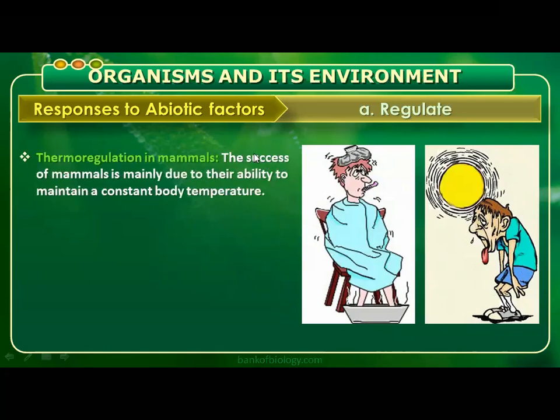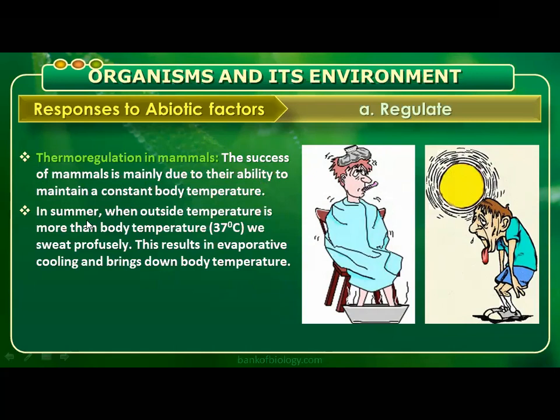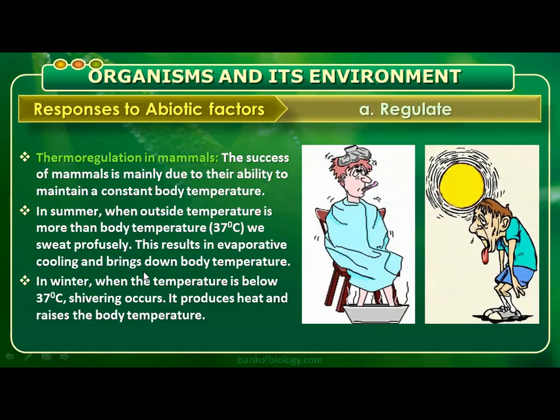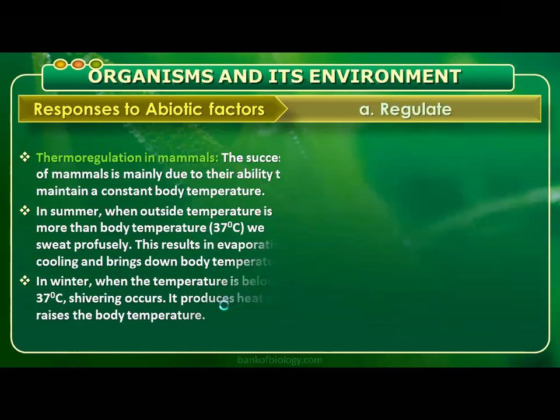Thermoregulation: the success of mammals is mainly due to their ability to maintain constant body temperature. In summer, when outside temperature is more than body temperature, we sweat. This results in evaporative cooling and brings down body temperature. In winter, when the temperature is below 37 degrees centigrade, we shiver, and it produces heat and raises the body temperature.